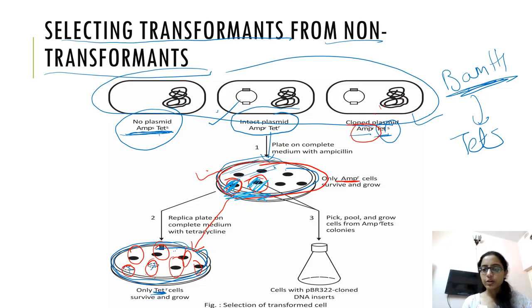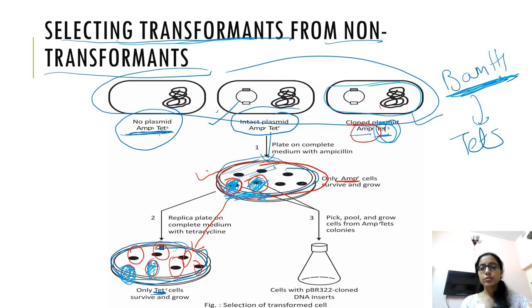I hope you have all followed. The ampicillin resistance gene was present in the transformants, if you understood the process. So they will grow on ampicillin-containing media, but the tetracycline resistance gene we have inactivated, and that is why they will not grow on the tetracycline-containing plate. That is why we will select these cells which are growing on ampicillin only and not on tetracycline. Right? This is how we select the transformants.